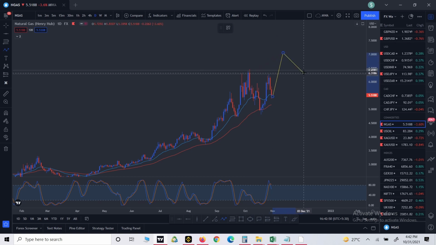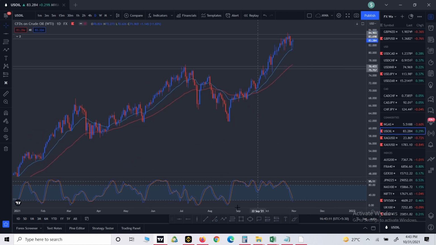Once that happens, we are going to wait for a pullback into the recent broken zone, and once that happens, we can go to lower time frames, H4, H1, minute 15, and look for some kind of bullish price action in order to go long in this market. That's going to be the possible scenario which we are going to focus on for natural gas.